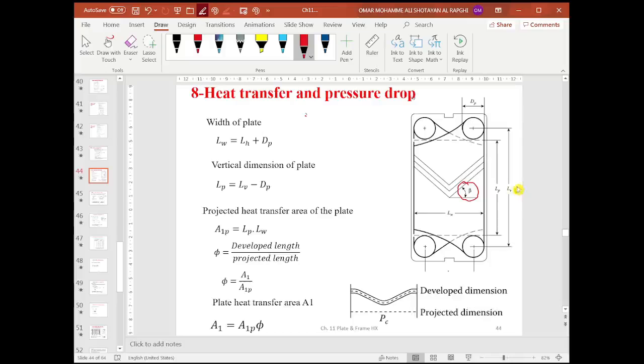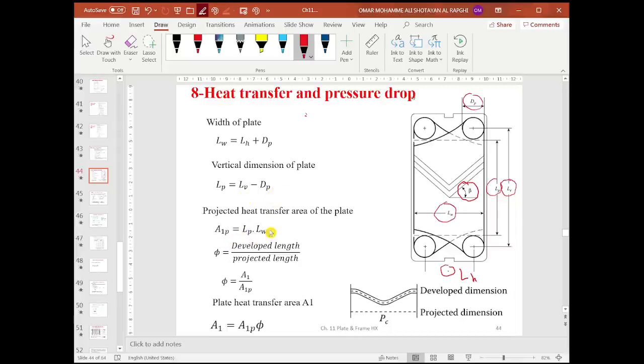We also defined the vertical distance LV and the horizontal distance LH, in addition to LW and LP. The port dimension is DP. Also, we defined that LW is LH plus DP, and the vertical dimension of the plate is the vertical distance minus the port diameter.